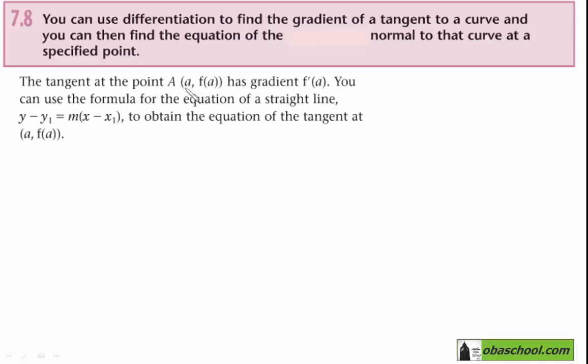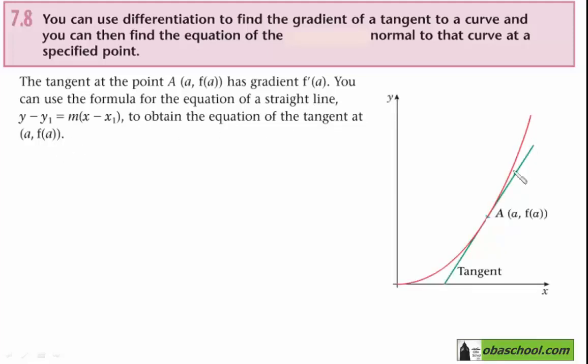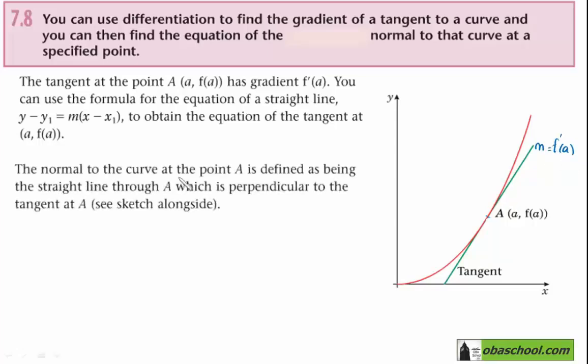Again, let's say the tangent at the point A with the coordinates A, f of A has gradient f prime of A. You can use the formula for the equation of a straight line, y minus y1 equal m multiplied by x minus x1, to obtain the equation of the tangent. Then we have this curve and we have a specific point A with the coordinates A, f of A. Then this is going to be the tangent, m equal f prime of A. This we already studied before.